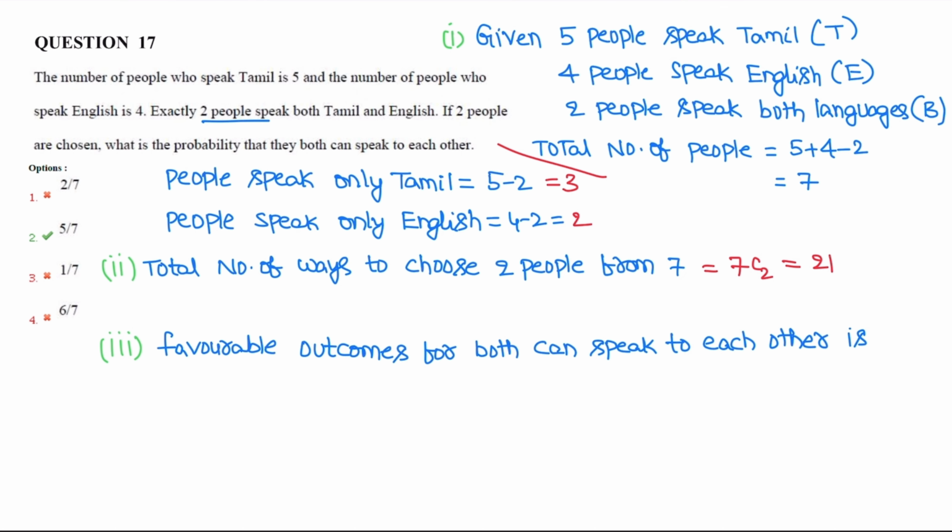Now the question is, if two people are chosen, what is the probability that they can speak to each other? The total number of ways of choosing 2 people is 7C2, that is 21 ways. Out of those, we need to calculate the favorable outcomes. Favorable outcome means both can speak to each other; each has to understand the language. Now there are 3 people who speak only Tamil, so Tamil T1, T2, T3.